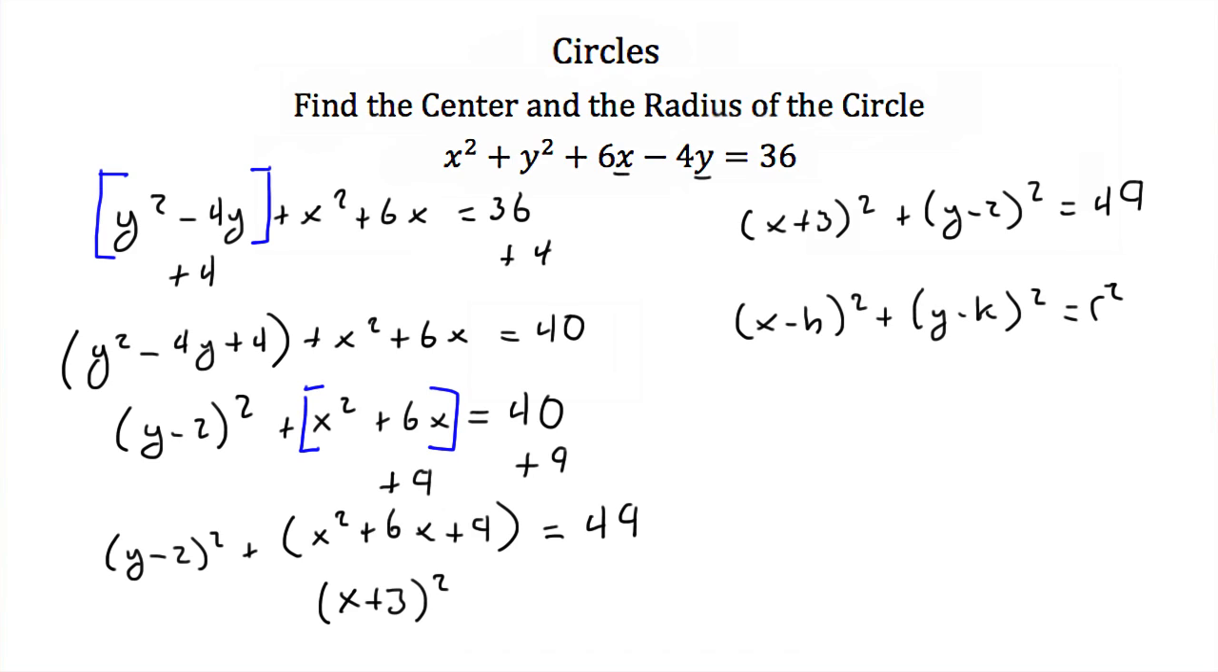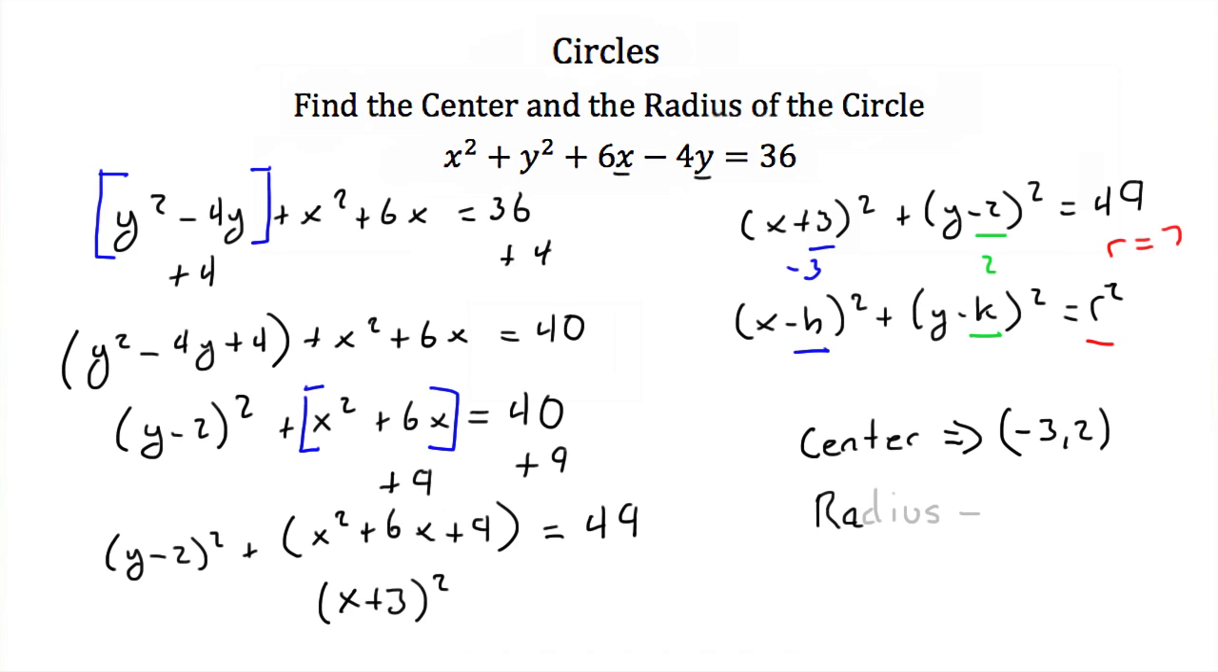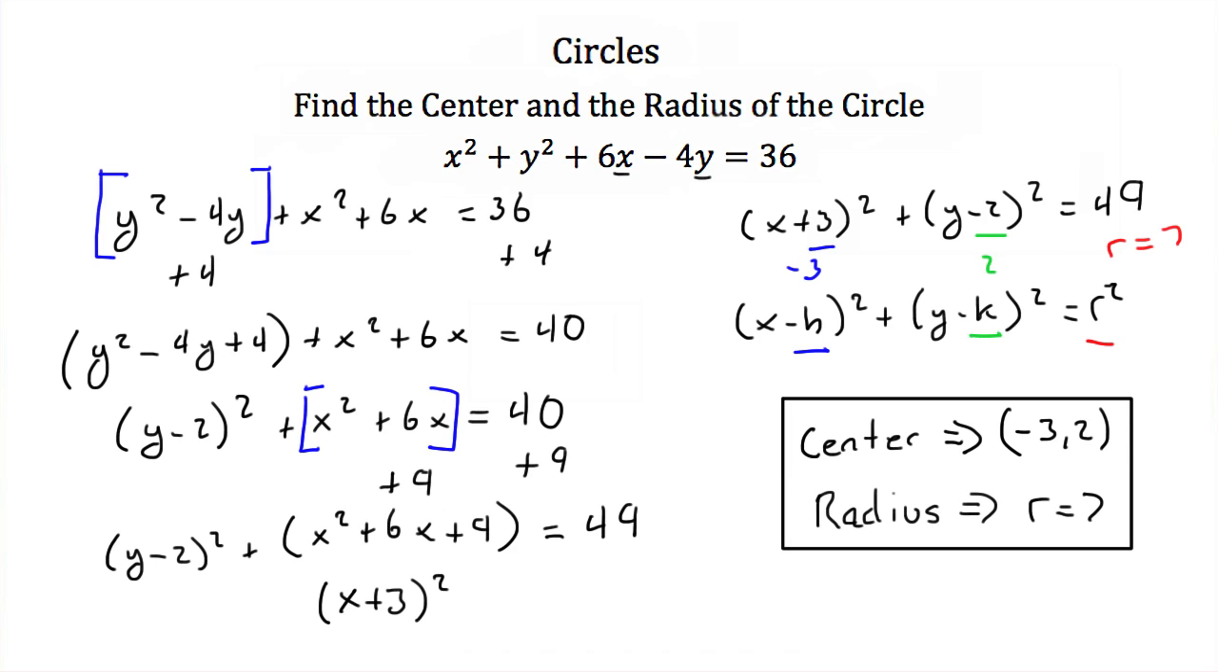In this case, my h is a negative 3. My k is a positive 2. And then my r, well, the square root of 49 is 7, so my r is equal to 7. So that means my center is the point (-3, 2). And my radius, well, r is equal to 7. And that completes the tutorial on circles as a conic section.